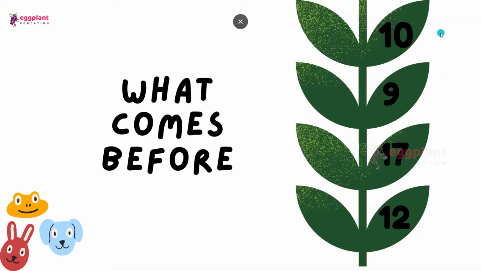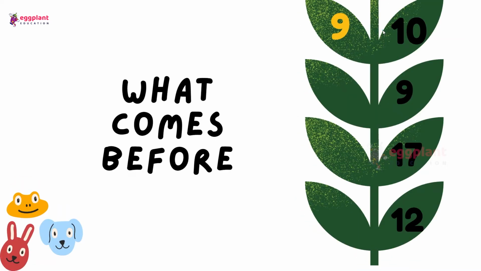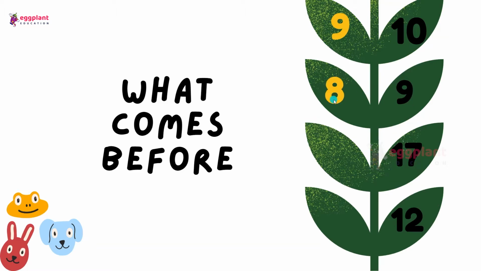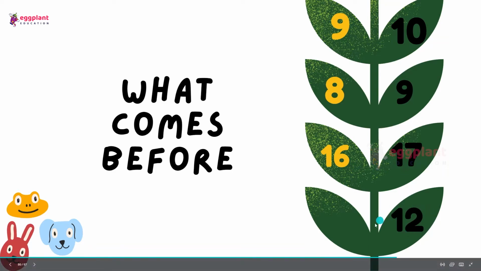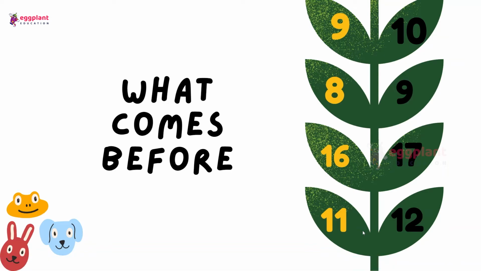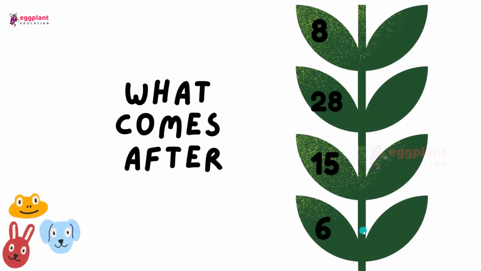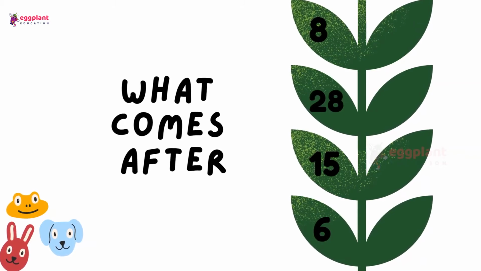What comes before? Let's see this number. The given number is 10. So, what is the before number? Before 10, it's 9. And the second number here is 9. Before 9, we get 8. And before 17, what is the before number? It is correct, 16. And before 12, yes, it's 11. Let's go to after numbers. What comes after?